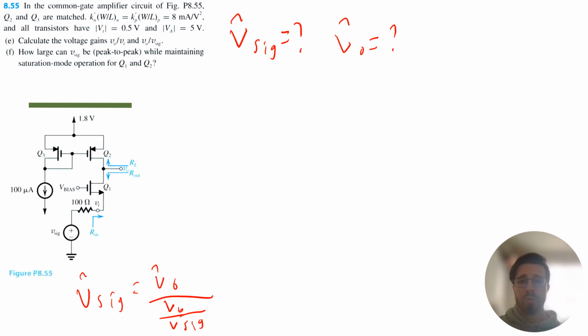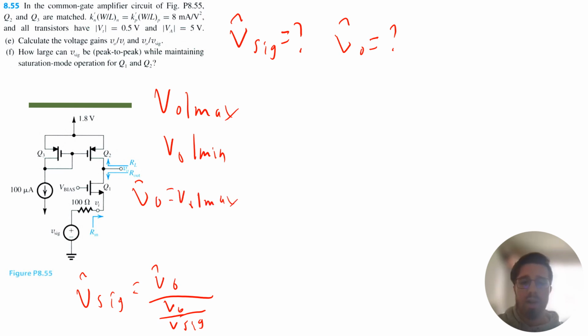So how do we solve for the peak to peak output voltage? Well, it would just be simply finding the maximum output voltage, finding the minimum output voltage, and then just subtracting those two values. So how can we find the maximum output voltage to start? Well, we would do that by traveling from the top of the circuit until we reach the output voltage here.